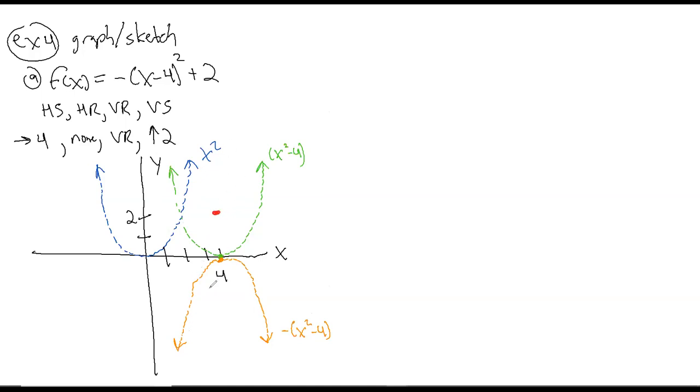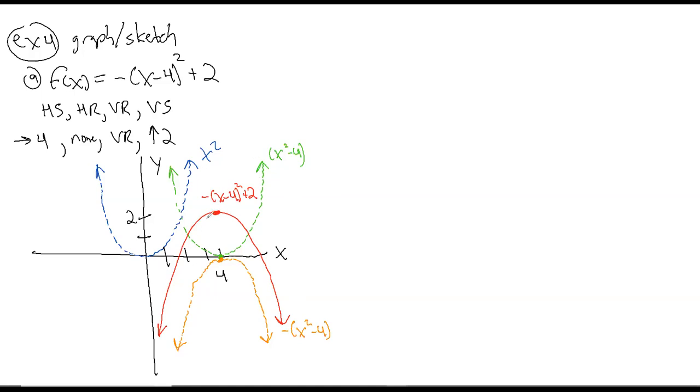And the orange image was pointing down, so this red image should still be pointing down, but now it's solid, because this is our answer. This is how I really like to do things. So that would be the negative parentheses x minus 4 squared plus 2. Do you have to label these functions exactly as you go? No, I'm just being thorough.